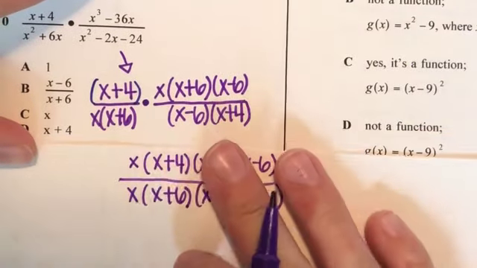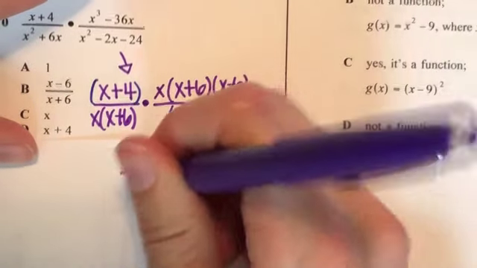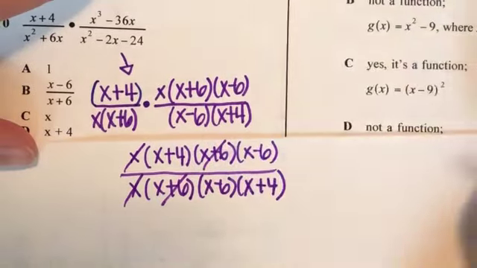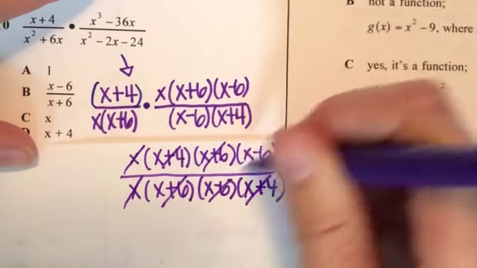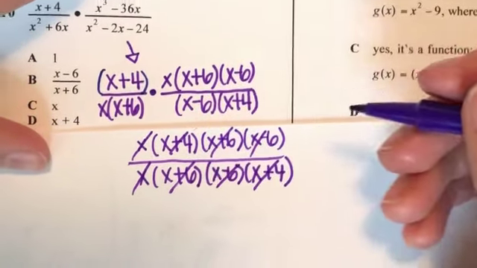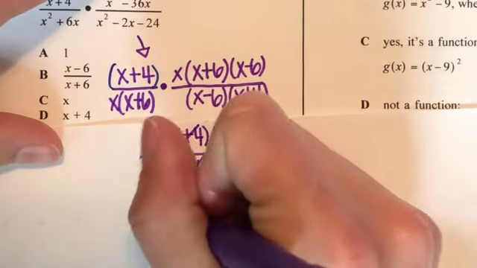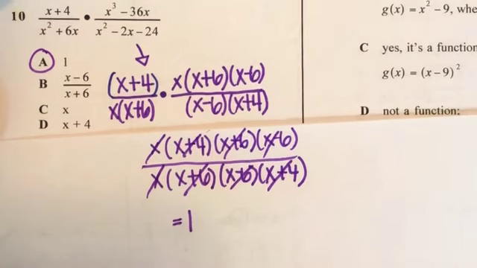And then I would cancel out same factors top and bottom. So the x's cancel, x plus 6, x plus 4, and x minus 6. So if everything cancels, a lot of people like to say the answer is 0, but the answer is not 0. Your answer is 1. Okay.